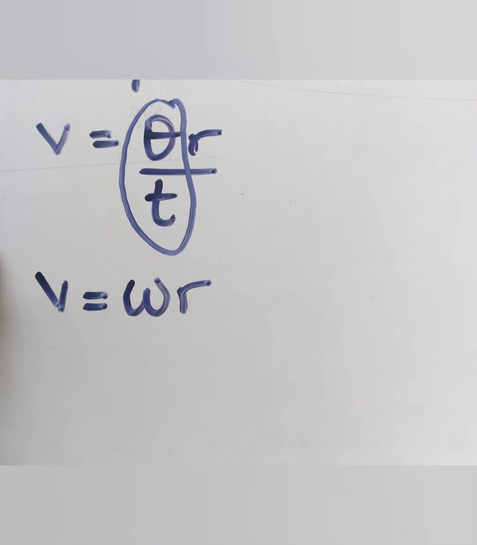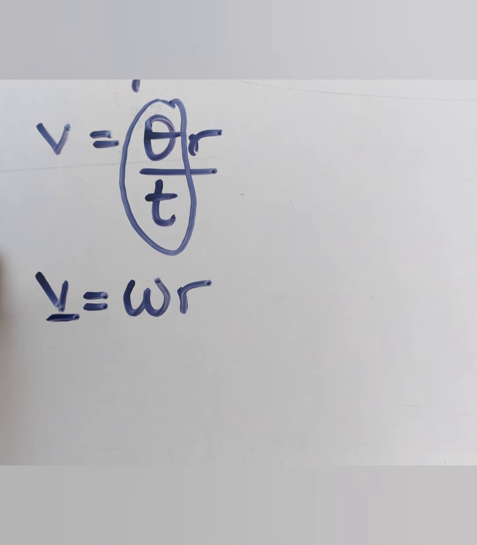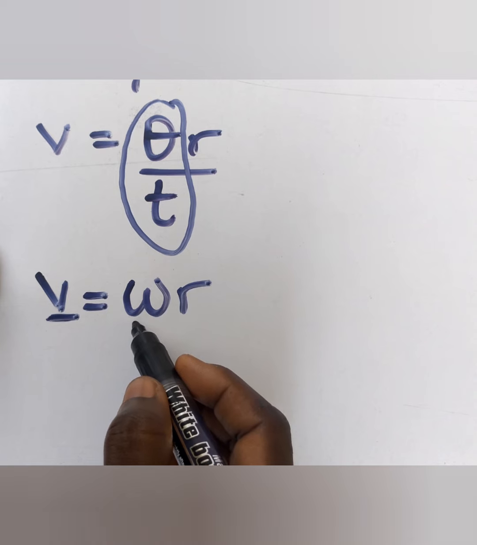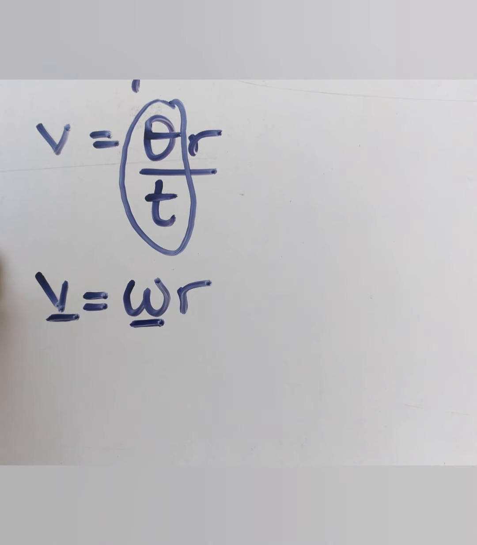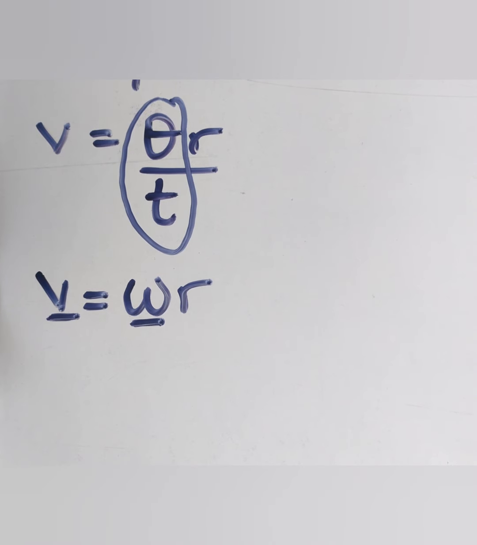So this is a formula that connects the linear velocity V of an object that is performing circular motion with the angular velocity omega. I hope you understand. See you in the next class. Thank you.